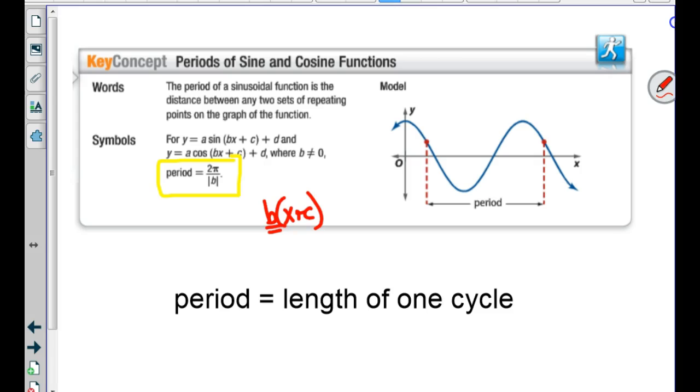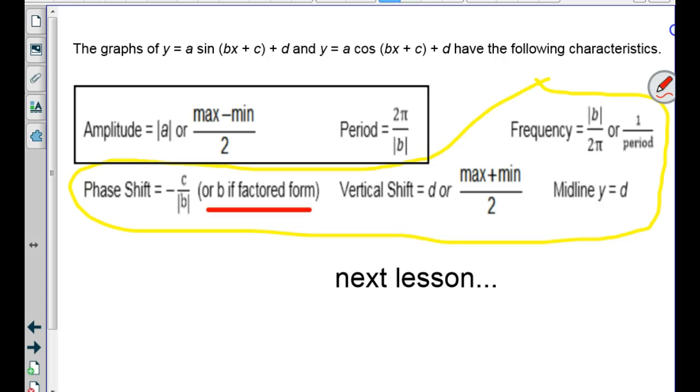So the period by definition is the length of one cycle. You can measure the period anywhere. You could start here and measure to here. You could start here and measure to here. Okay, it's however long one cycle is. All right, so these are the two that you have to know today. Only those two.